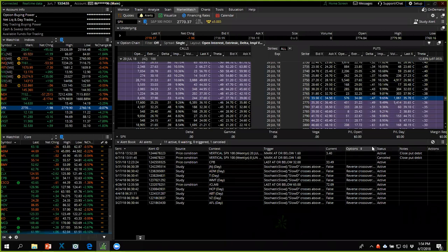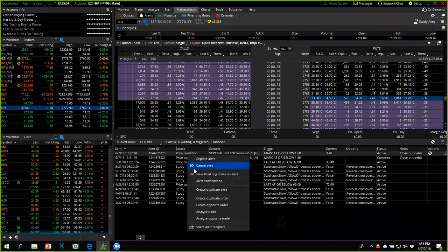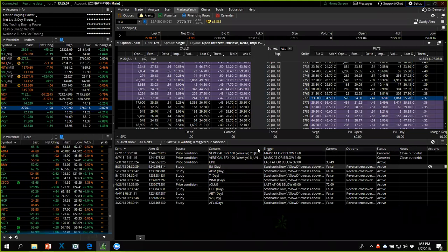So that's about it for the alert. Can they be canceled? Yes, you just simply right-click and say cancel alert. And it just says canceled here, but I think by tomorrow it will no longer appear in the list.